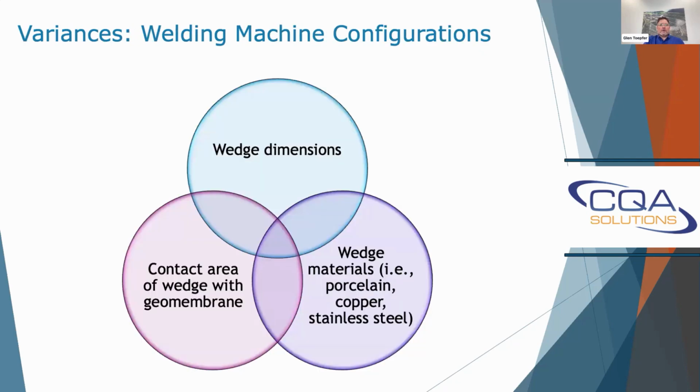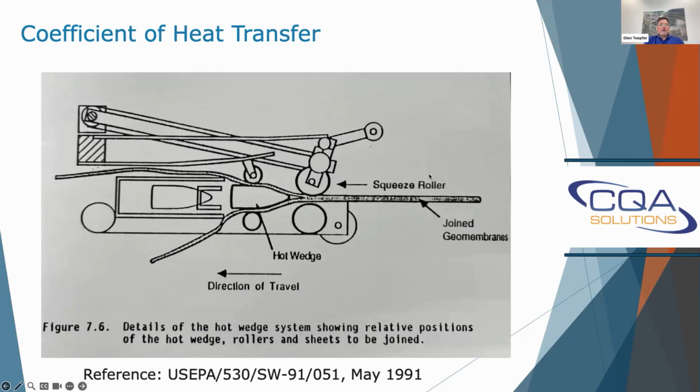So there are variances in the welding machine configurations, and that's where I believe the geomembrane manufacturer should actually work with welding machine manufacturers. There's differences in wedge dimensions, wedge materials. You have porcelain, copper, stainless steel. Your contact area of the wedge with the geomembrane can vary sometimes depending on the machine and configuration. I have a schematic here that we took out of the US EPA document listed below that really shows you the hot wedge here. Direction of travel is from right to left. Your geomembrane's being fed in, and then it's in contact with the wedge. And then you have your rollers squeezing it together into a formed sheet behind.